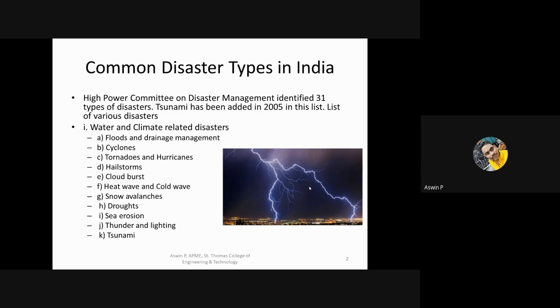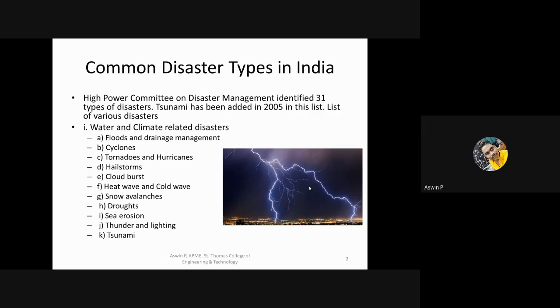We know that Kerala, Meghalaya, and some parts of Karnataka get regular rainfall every year. With that rainfall, we have thunder and lightning. Thunder and lightning are not only good for rain but also have harmful effects on human beings and animals. Every year in Kerala we lose 100 plus lives due to thunder and lightning.